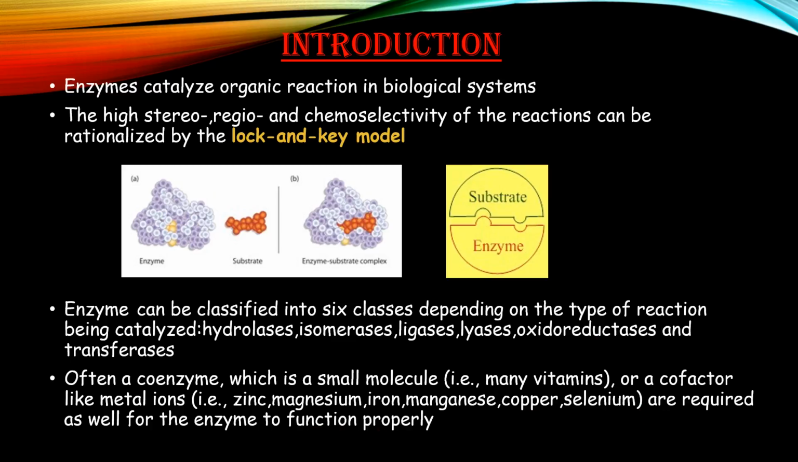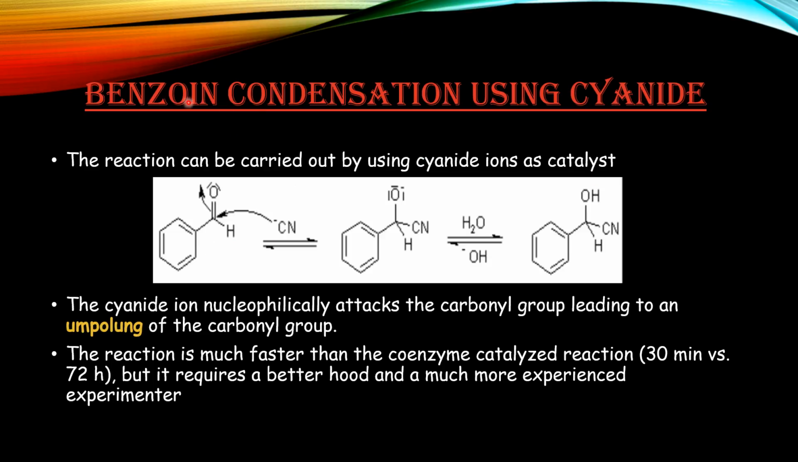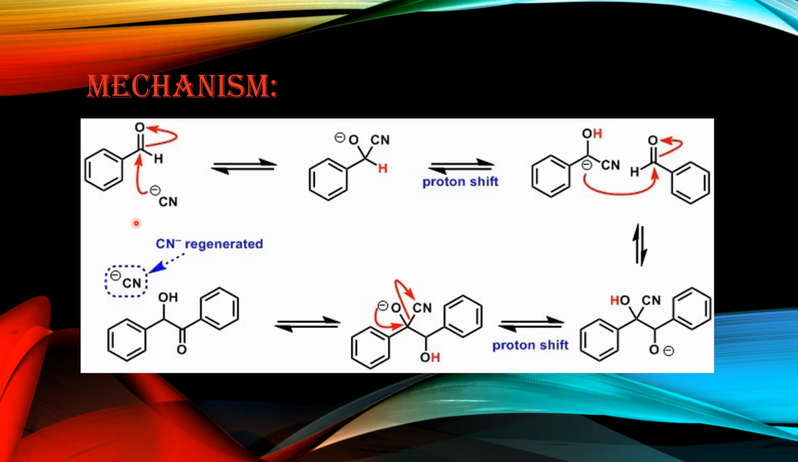So now proceed further. Here we see the benzoin condensation using cyanide. The reaction can be carried out by using cyanide ions as catalyst, and the cyanide ion nucleophilically attacks the carbonyl group, leading to an umpolung of the carbonyl group. Well, the reaction is much faster than the coenzyme catalyzed reaction, but it requires a better hood and a much more experienced experimenter. Now see its mechanism. So here is the mechanism.